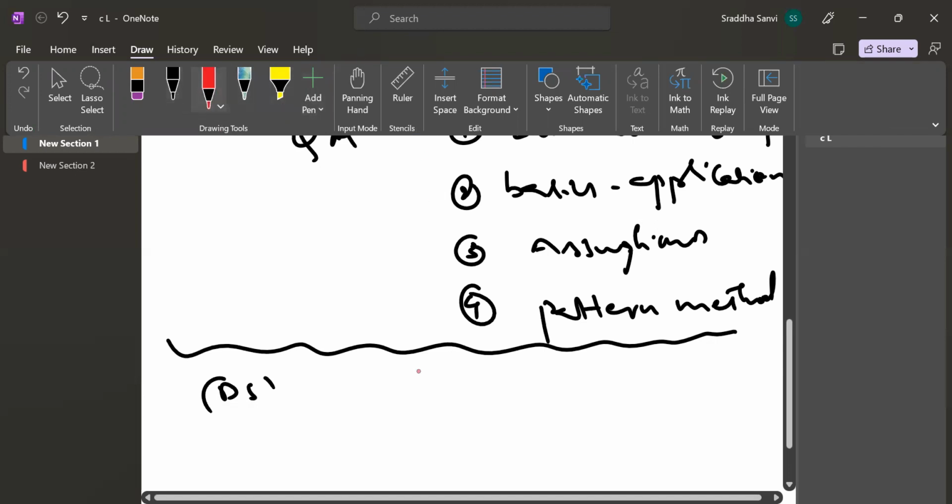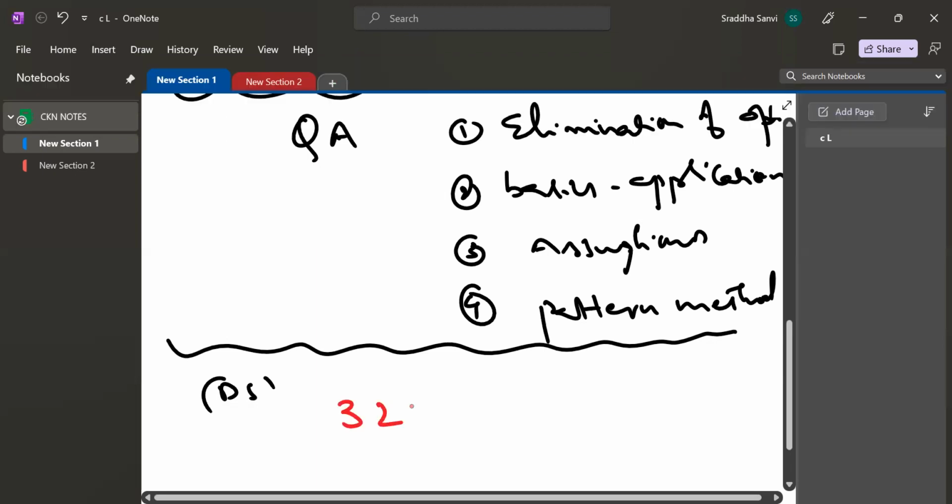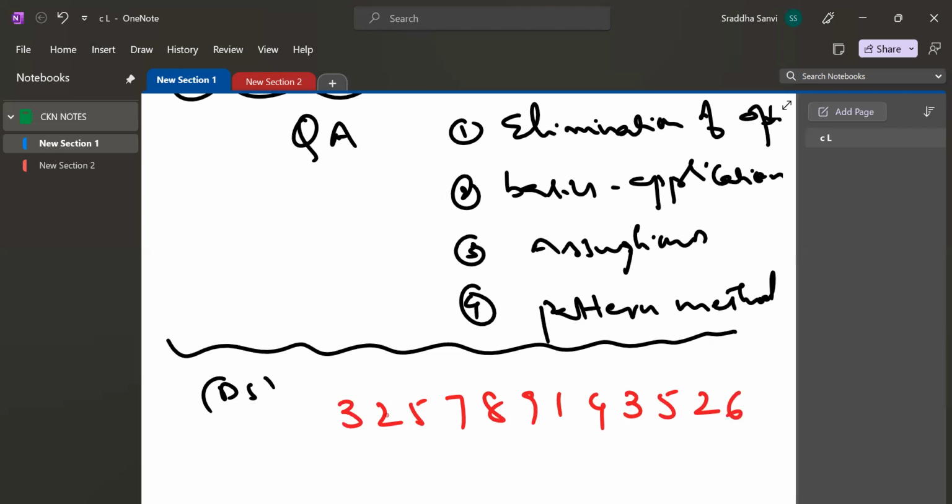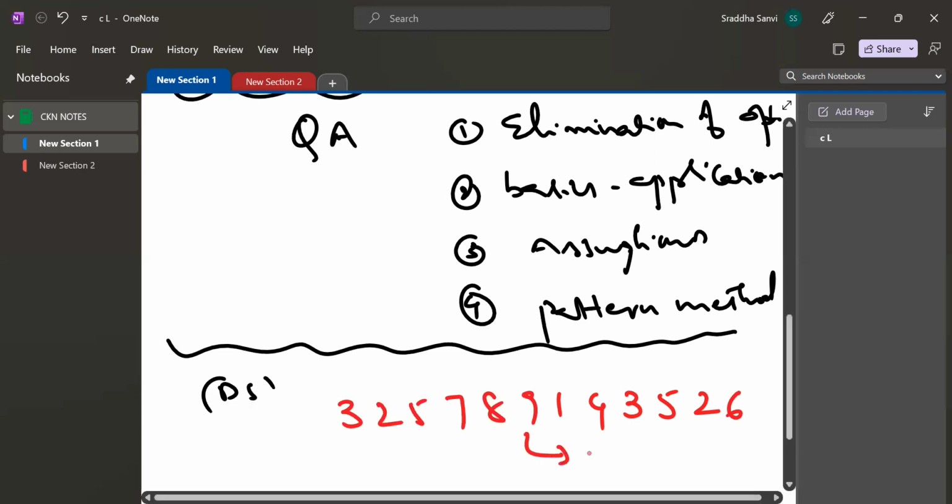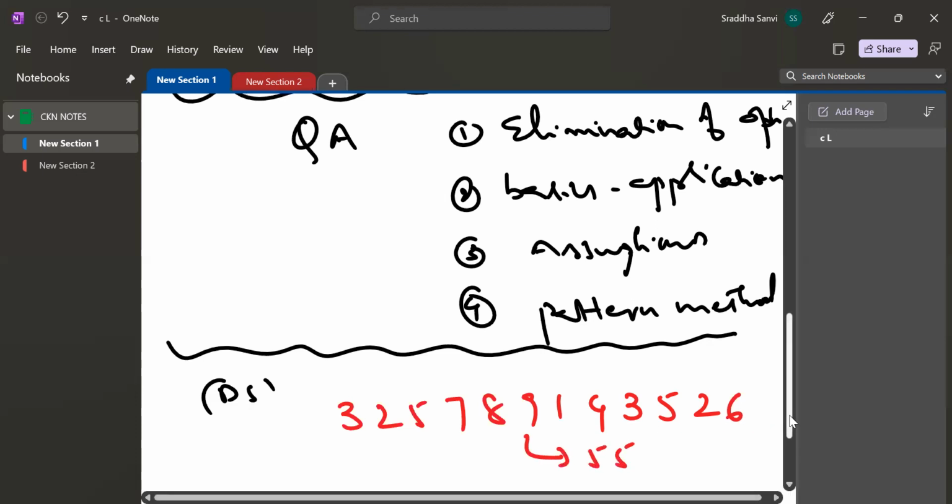What are digital sums? For example, I gave you a number like 3, 2, 5, 7, 8, 9, 1, 4, 3, 5, 2, 6. I asked the student to find the sum of the digits of the number. 3 plus 2 is 5, 5 plus 5 is 10, 17, 25, 34 plus 1, 35, 39, 42, 47, 49, and 6, you are talking about 55. Sum of the digits is 55.